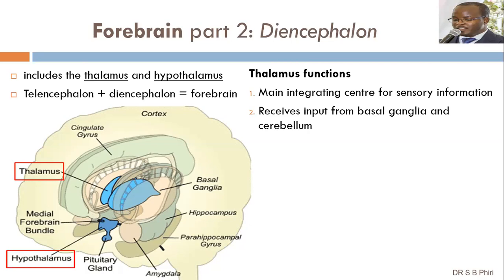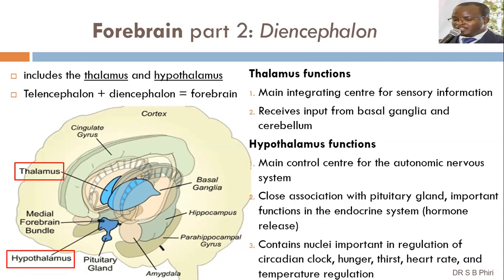So the thalamus, in terms of function, is the main integrating center for sensory information. It receives inputs from the basal ganglia and the cerebellum. So it's a relay center for sensory information. It also receives inputs coming from the basal ganglia and the cerebellum. That's why I'm saying you can't completely separate the motor system from the sensory system, because they are connected. You can see in this diagram the two thalami, then the hypothalamus. These structures are derived from the diencephalon.